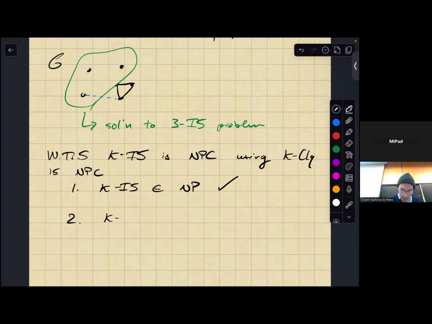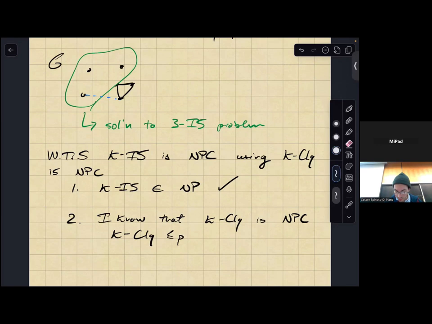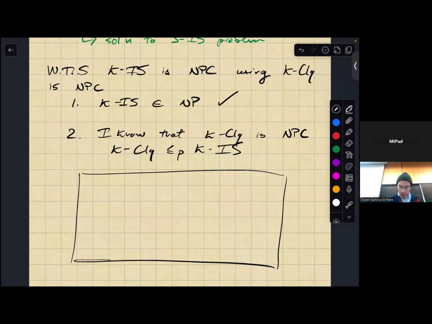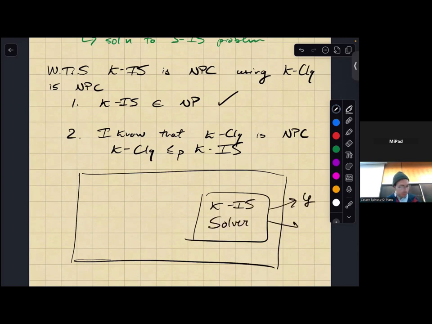So I know that K-clique is NP-complete. So what I need to do is show that K-clique polynomial time reduces to K independent set. I'm going to be sketching this box a few more times. If I have a K independent set solver, which is answering yes or no, then I should be able to create a K-clique solver.